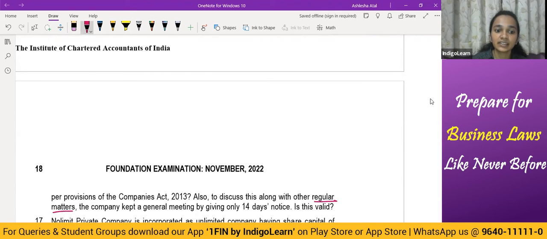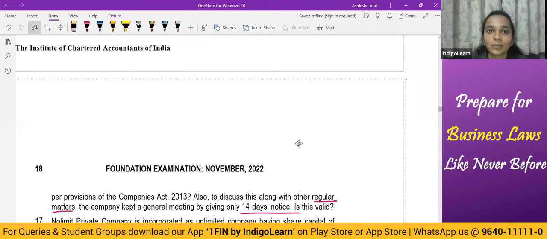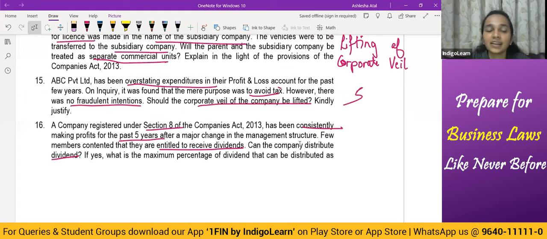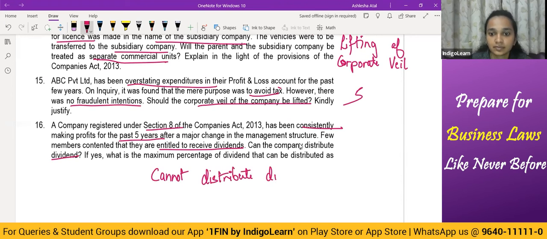The company held a general meeting by giving only 14 days notice. Is it valid? So here in the situation, this question is all about a Section 8 company. Now we know that a Section 8 company shall utilize its profits only for the purpose with which it was incorporated, and it cannot distribute dividend. It cannot distribute dividend to its members.